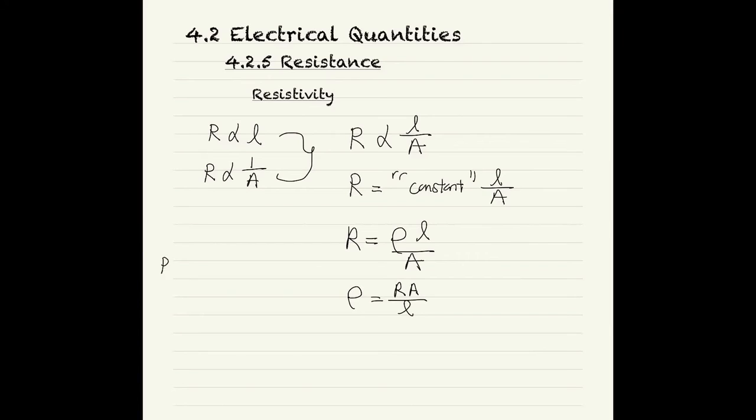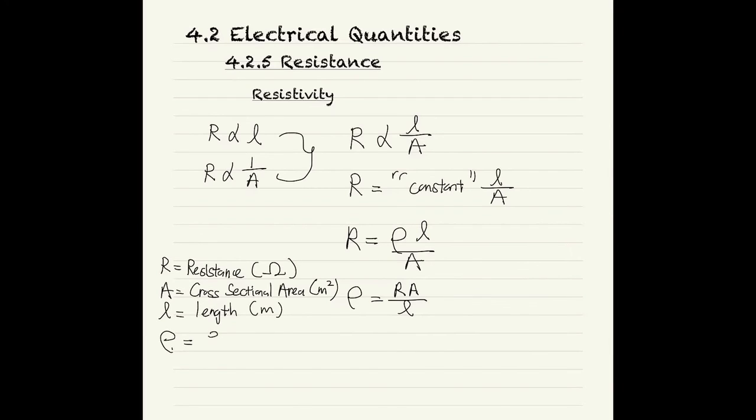R is resistance. Unit is ohm. A is cross-sectional area. Unit is meter square. L is length of wire. Unit is meter. Rho is resistivity. Unit is ohm meter.